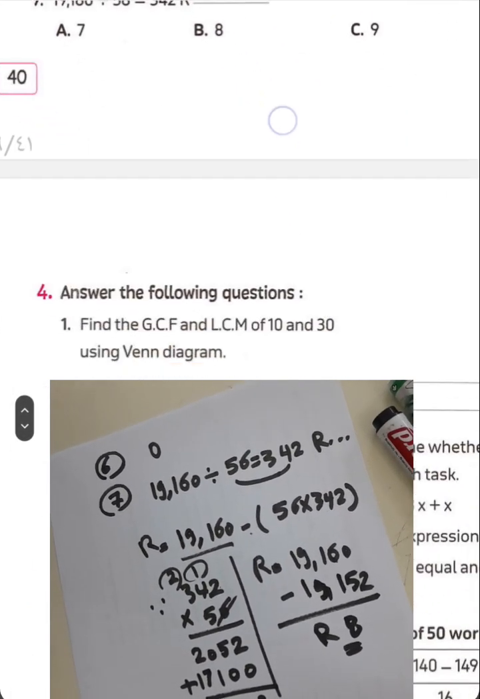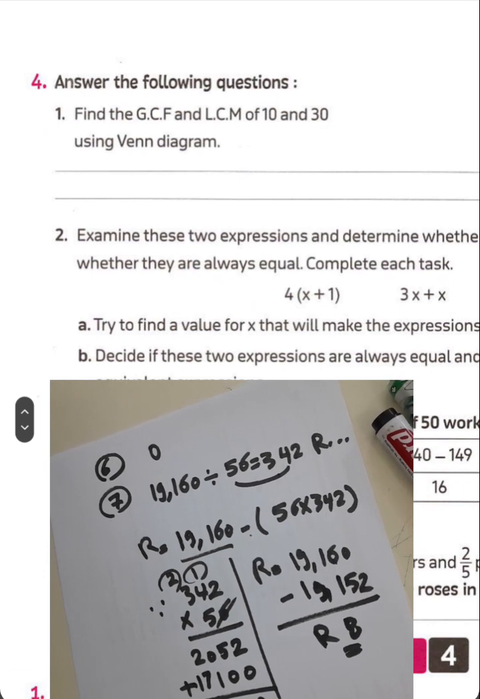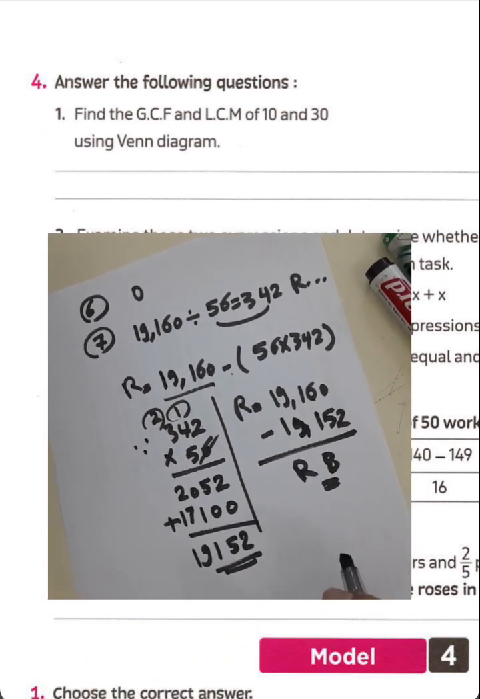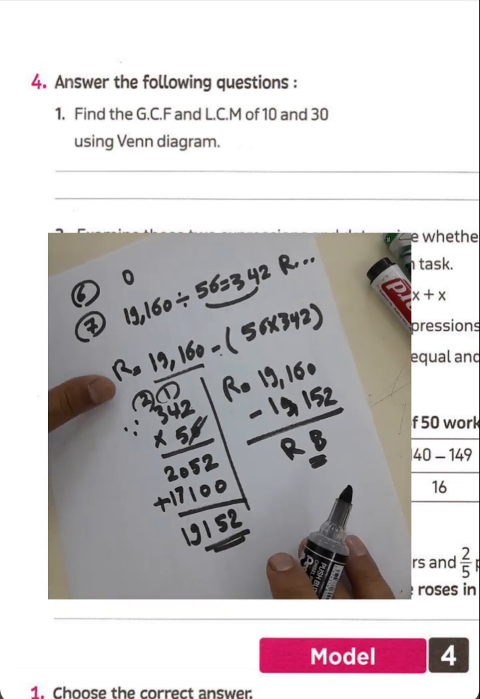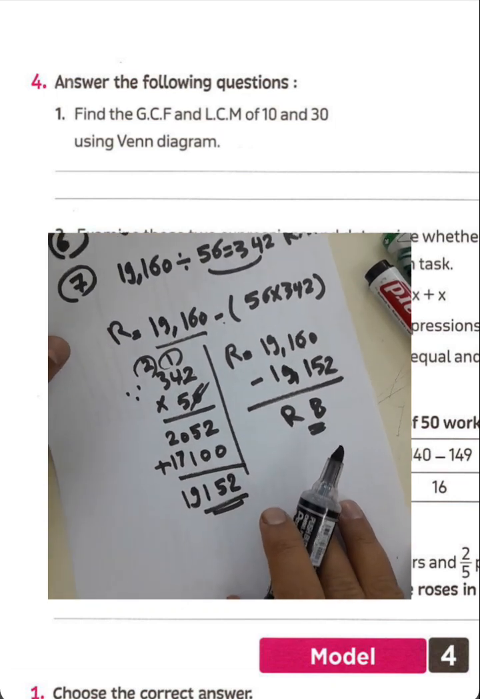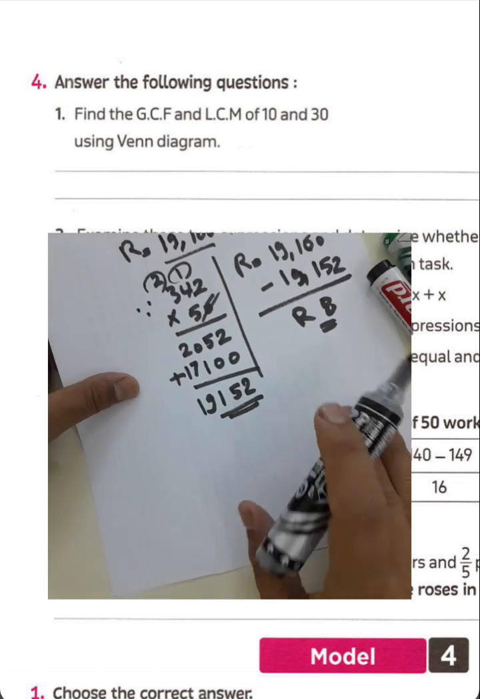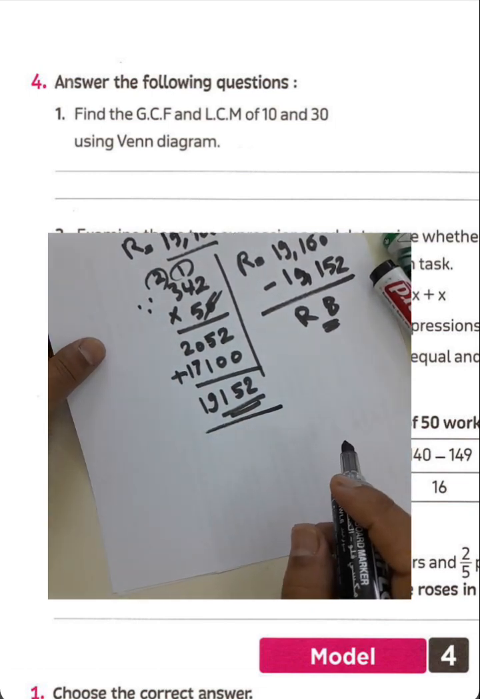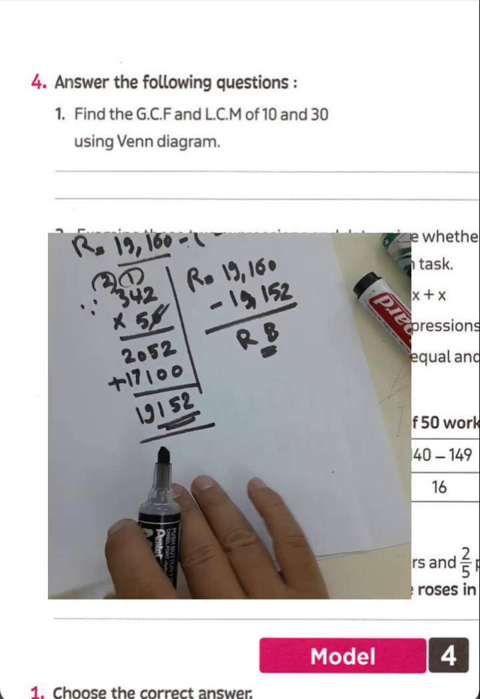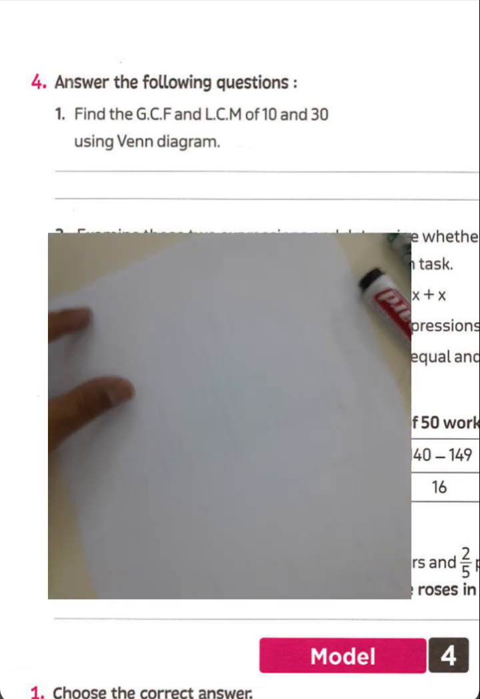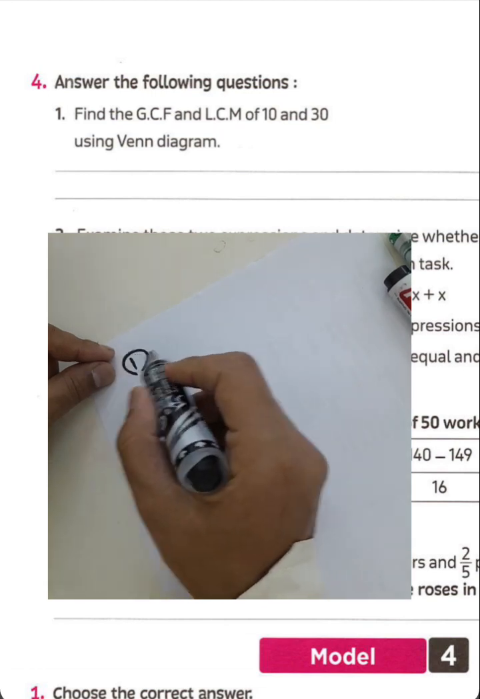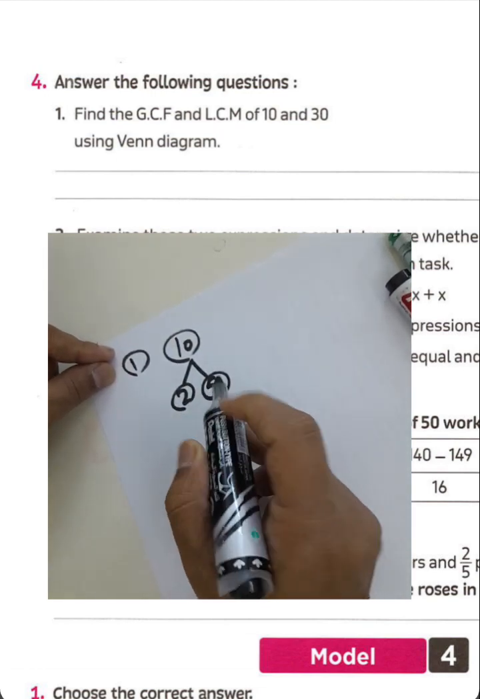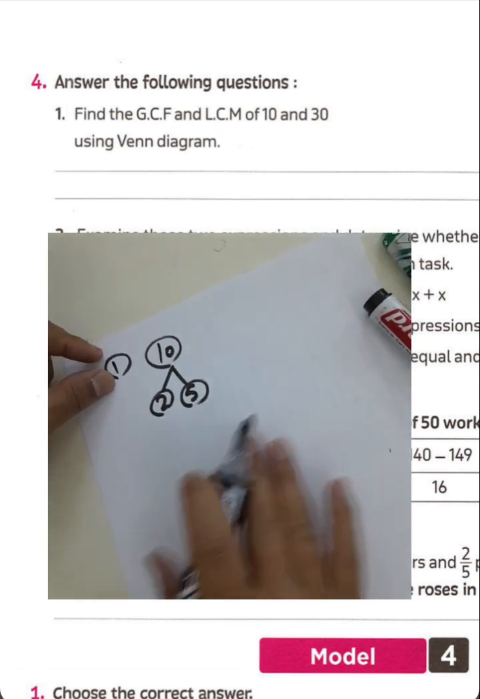Next question, answer the following. Find the least common factor and least common multiple of 10 and 30. We know 30 can be divided by 10. Then the least common factor between two numbers will be the smallest of them, which is 10. Okay, and I will use a Venn diagram to find the solution. We know 10 equals 2 by 5. We have two prime numbers here. Stop, don't complete here.